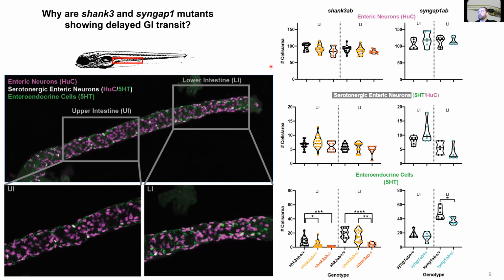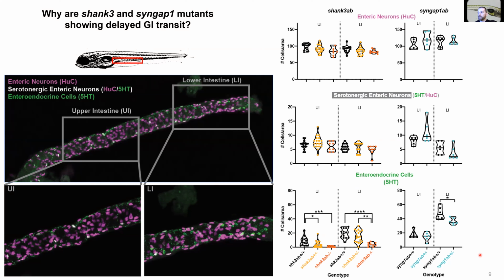So if you look at this top portion of the graph, the SynGAP fish are on the right, and then we're comparing wild type to heterozygous and homozygous shank 3 mutants. So slight downward trend in the number of enteric neurons in the shank 3 fish as compared to wild type. Not really that robust a relationship with the SynGAP. Where the significant differences did arise were down here in these enteroendocrine cells.